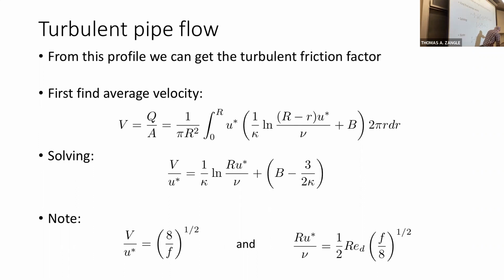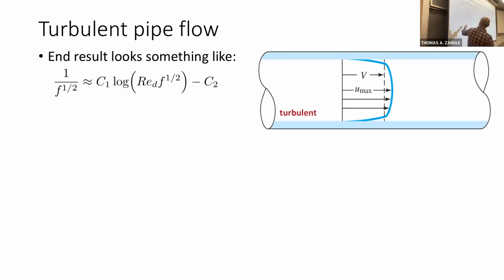And we'll get to that. Basically a Reynolds number based on that U star. We expand that out. It's 1/2 Reynolds number based on diameter times f over 8 to the 1/2. And so our end result is going to look something like this. Square root of 1 over f is approximately some constant, where we've lumped together some of the kappas and b's and other constants that came out of integration. So we have a C1 times the log of the Reynolds number based on diameter times square root of friction factor, minus some C2.